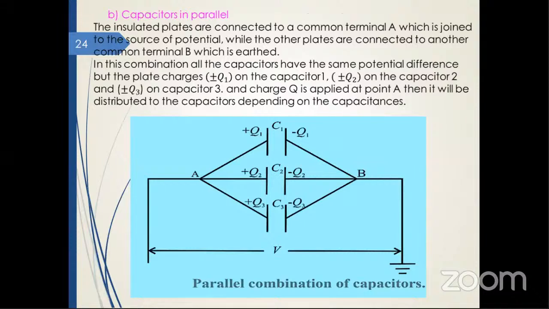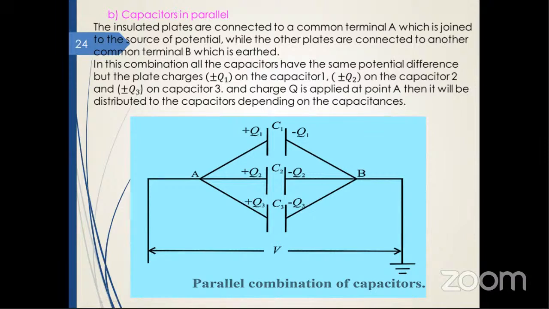Now see the parallel combination. The insulated plates, that means this parallel arrangement of capacitors as shown in this diagram. See, this is plate 1, plate 2, plate 3. Also you can say this is capacitor 1, capacitor 2, and capacitor number 3.